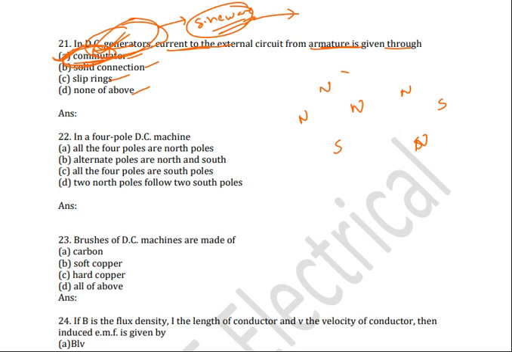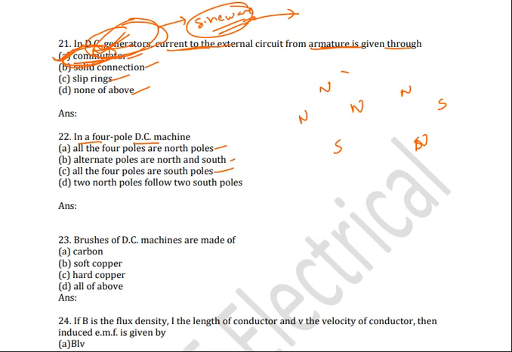Next question. In a 4-pole DC machine, which one is the correct one? All 4 poles are north poles, alternate poles are north and south, all 4 poles are south poles, or 2 north poles followed by 2 south poles. Which one is the correct answer? If you know the answer, just answer in the comments.